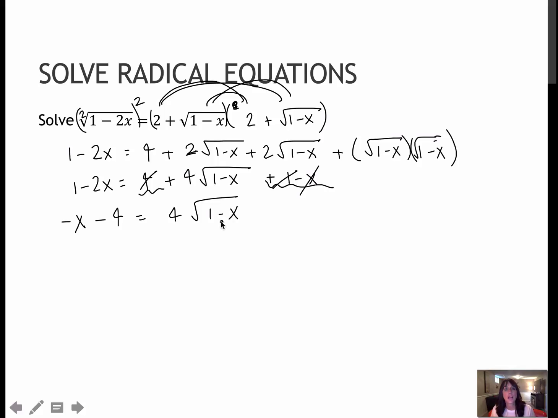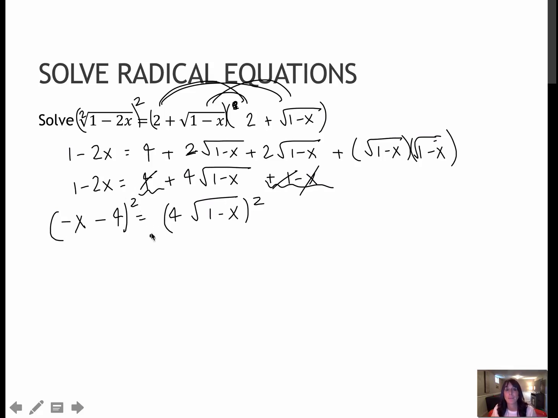And so this is what I have so far. I, of course, can go ahead and divide by 4 on each side if I want. I'm going to leave it just like this and square it and see what happens. When I square the left side, I again am FOILing.